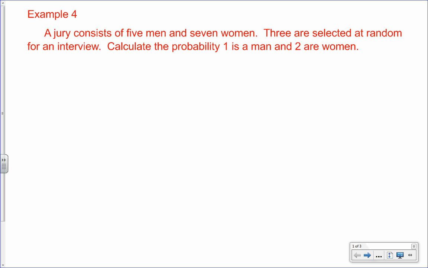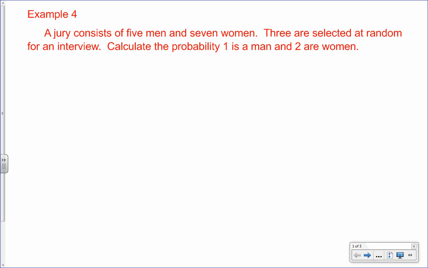So it's still a jury. It's got 5 men on it and 7 women. Same setup as the other day. We're still going to select 3 of them at random for some kind of interview. So let's actually calculate the probability that 1 of them is a man and 2 are women. We briefly mentioned that one yesterday, but let's see if we can remember how to do that.